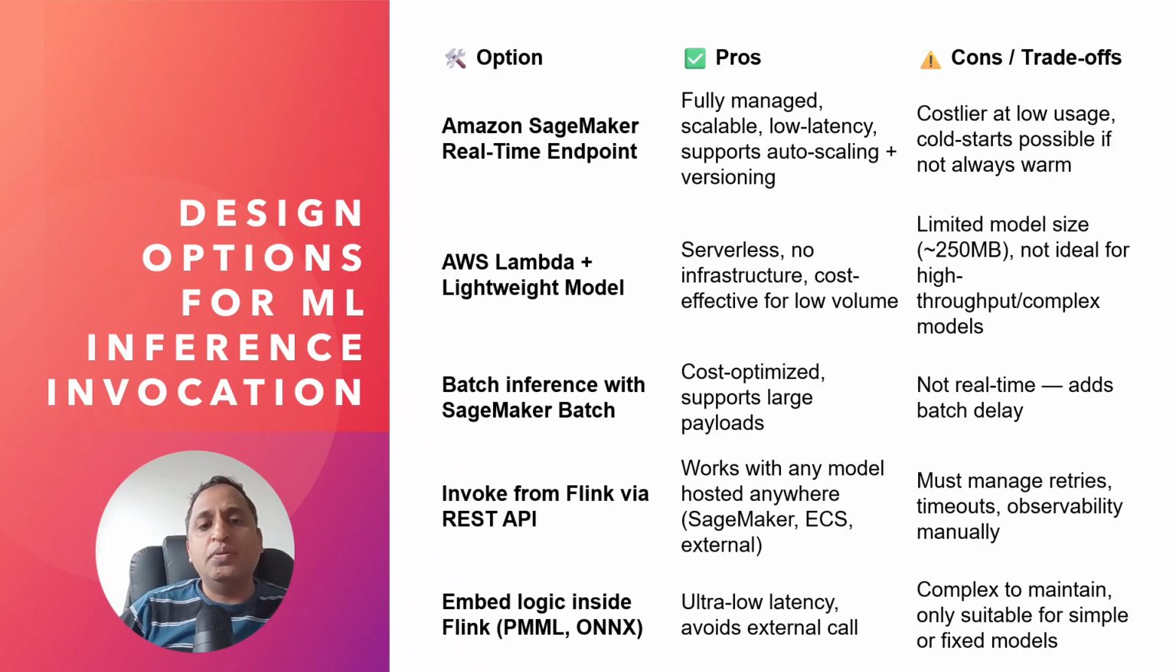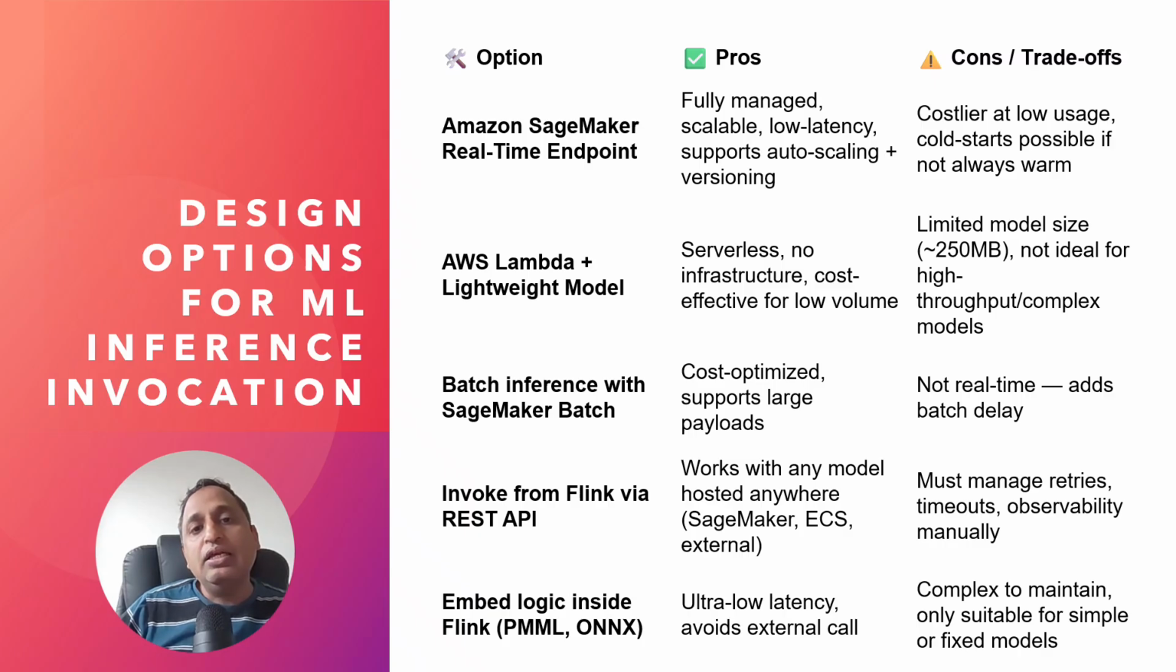Another option is a REST API invocation from Flink. So you can host a model anywhere. You build the model, and you can host it on SageMaker, or maybe on EC2, or on an ECS container, or even outside AWS, and call it via REST API. This gives us flexibility in terms of cost, but the only thing is that you have to manage all the timeouts, retries, error handling, and observability.